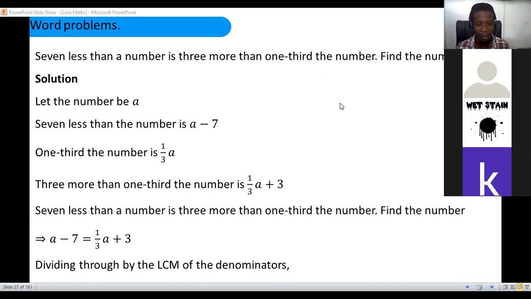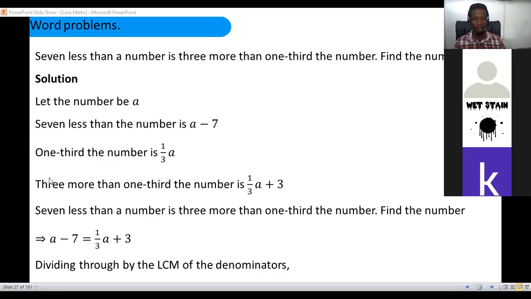Then we start forming the equation. Seven less than a number implies the number minus 7. Then we take the other condition, 3 more than 1/3 the number. So we first have to find 1/3 the number. That will give us 1/3a. Then 3 more than 1/3 the number is 1/3a plus 3.